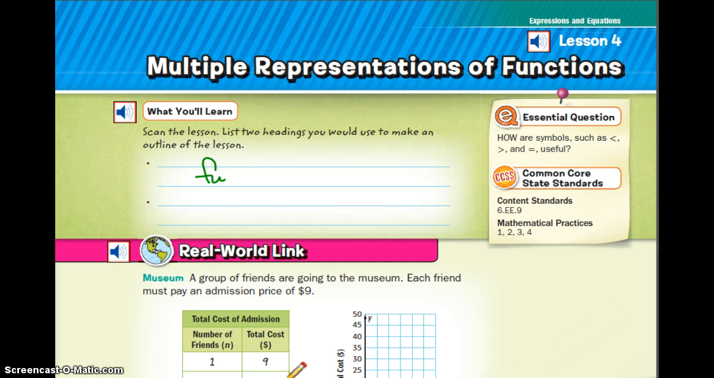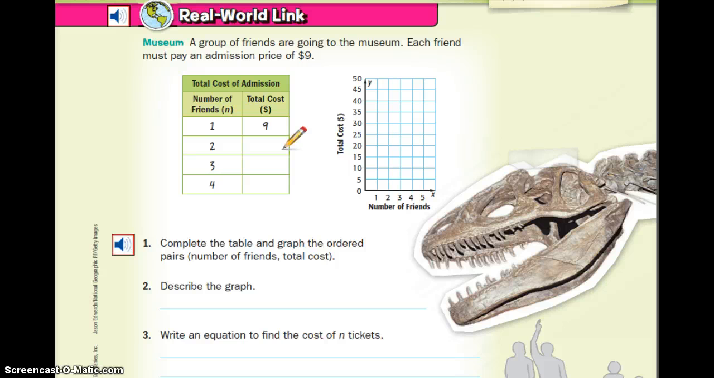So understand that a function is an equation. An equation for us is y equals some rule and x. Okay, let's look at the real world example. I have a guest speaker with me today.